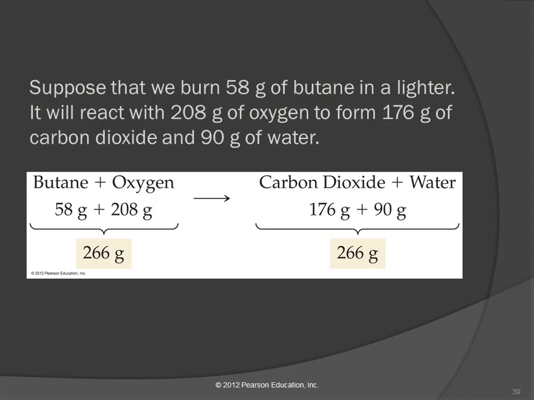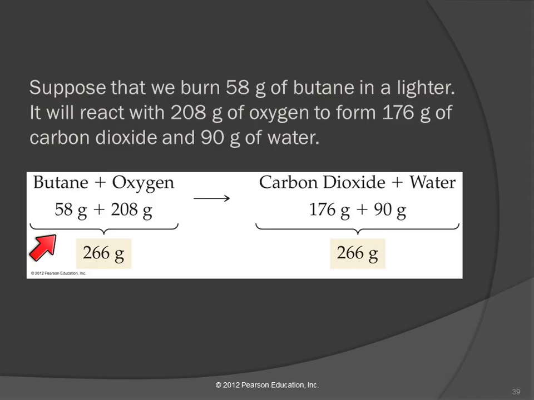So an example with that butane lighter. If we burn 58 grams of butane in a lighter, it's going to react with 208 grams of oxygen, and it will result in 176 grams of carbon dioxide and 90 grams of water. Now, those are not numbers that you can just pull out of the air, but we can do an experiment and they can determine this.